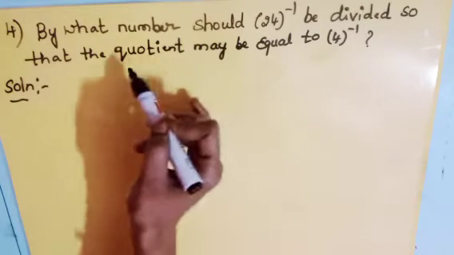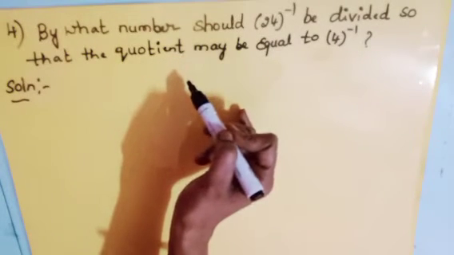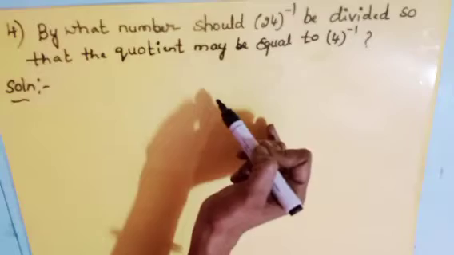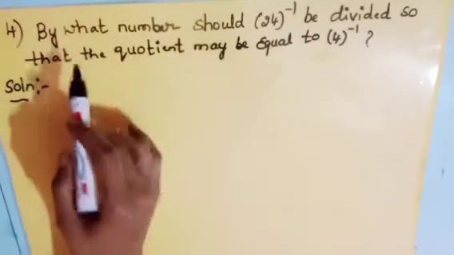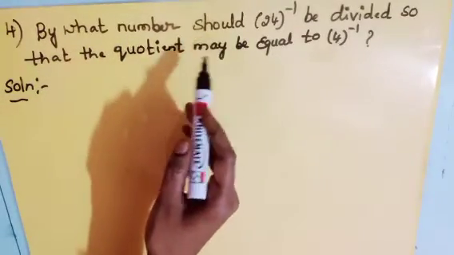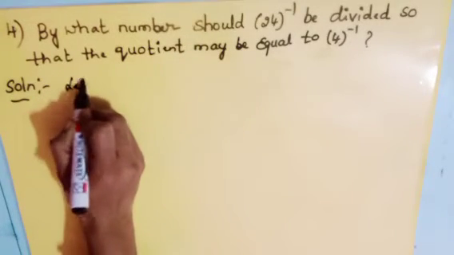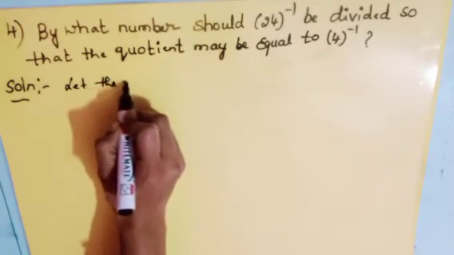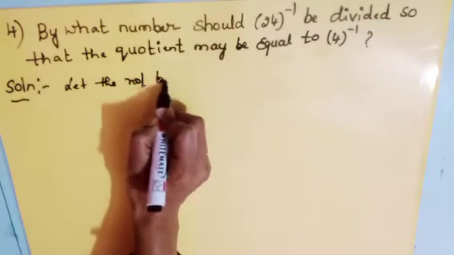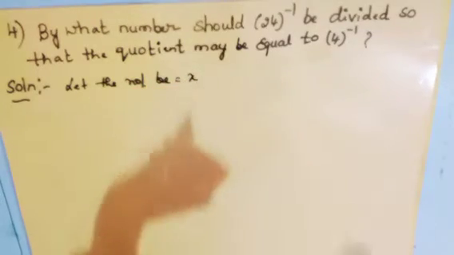So, it is a word problem. We had to convert this into a mathematical statement. The question is, by what number should, that means we don't know the number, so let us assume it as x. So let us write, let the number be x.